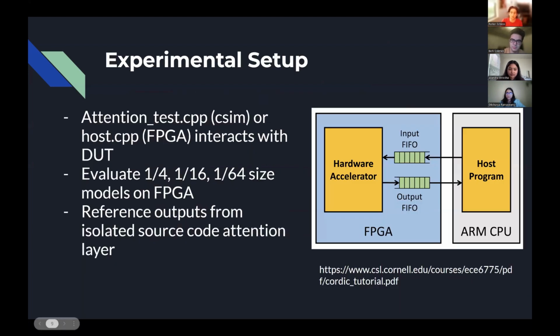For our experimental setup, we created 2 programs to interact with the attention layer. One sends and reads inputs via direct C simulation, while the other reads and writes the hardware FIFOs for the hardware synthesized model. Since the full-size model was unable to fit on the FPGA due to VRAM constraints, we evaluated quarter-size, 16th, and 1/64th size models on the FPGA to draw conclusions about the full-size model's performance. To obtain our reference outputs, we isolated the attention layer in Kaixin's source code such that we can send it specific inputs and read the outputs to get our desired values.